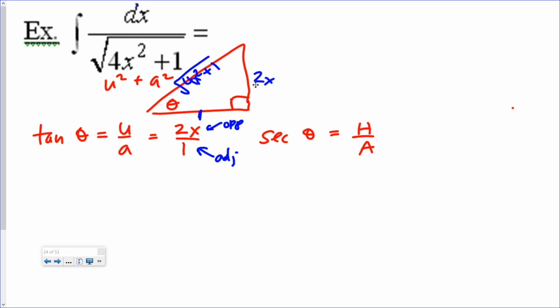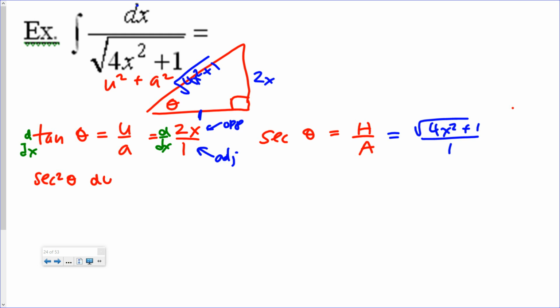Knowing all the sides of my triangle, now I can find out what secant theta is. Secant theta is hypotenuse over adjacent. My hypotenuse is the square root of 4x squared plus 1. What's my adjacent according to this picture? 1. I'm almost there. First, I recognize the problem. It's a tangent theta, and I set that equal to u over a. If I have a tangent theta, I also have a secant theta. I draw my triangle and figure out my secant theta. Then I come back to the left side and take the derivative of both sides. What's the derivative of tangent theta?